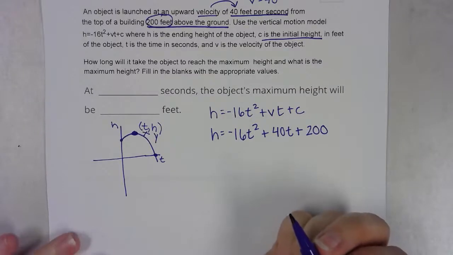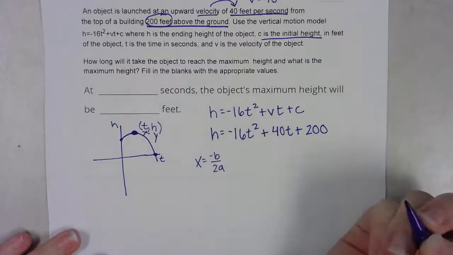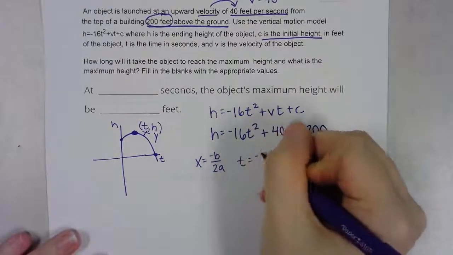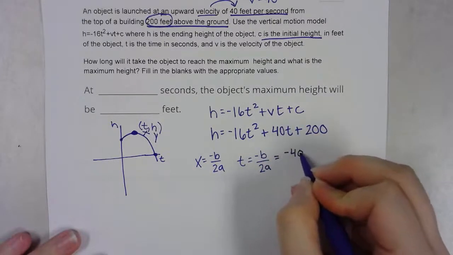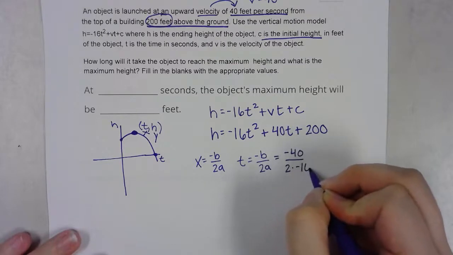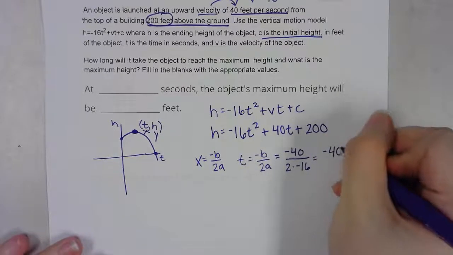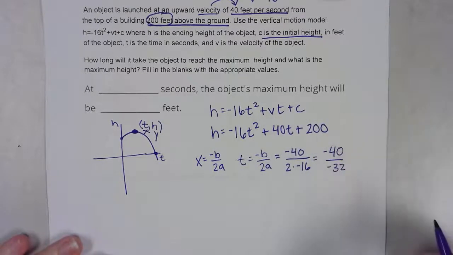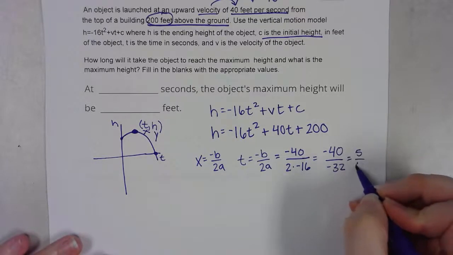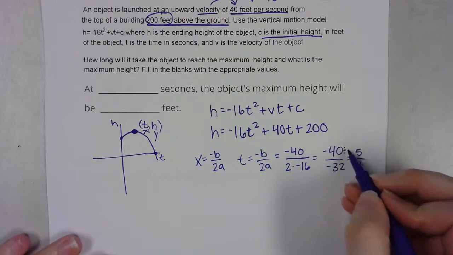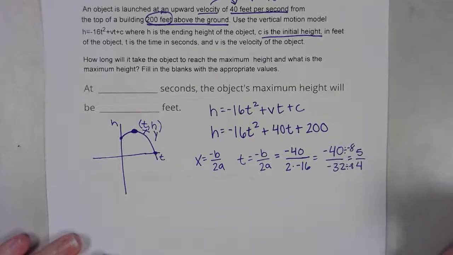So just like with our axis of symmetry where we have x equals negative b over 2a, this time we're just going to have t equals negative b over 2a, which means I have negative 40 over 2 times negative 16. So negative 40 over 2 times negative 16 is negative 40 over negative 32, which would give me positive 5 over 4, because you could divide both of these by negative 8. Or you could say negative divided by negative is a positive, however you wanted to look at that.